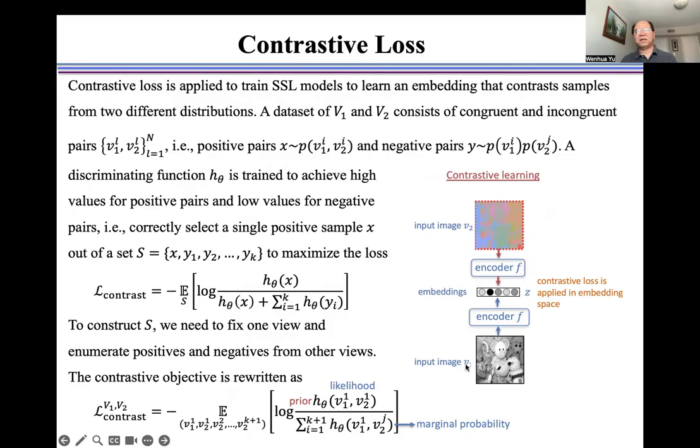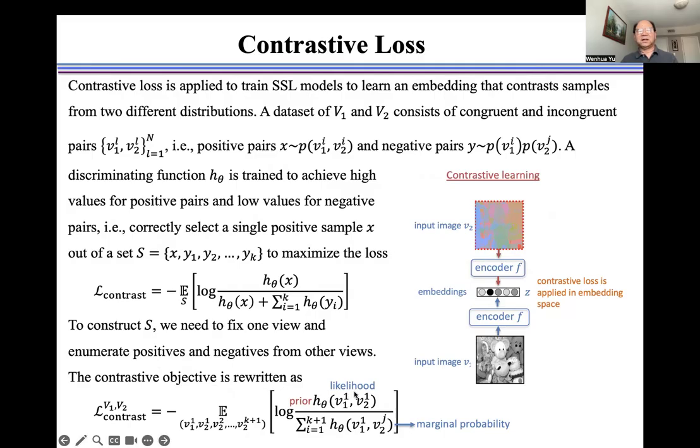This input image V1 and this input image V2 go through an encoder, and we use contrastive loss in embedding space to train the model. To construct S, we need to fix a view and enumerate the positives and negatives from other views. The contrastive objective is rewritten as here.